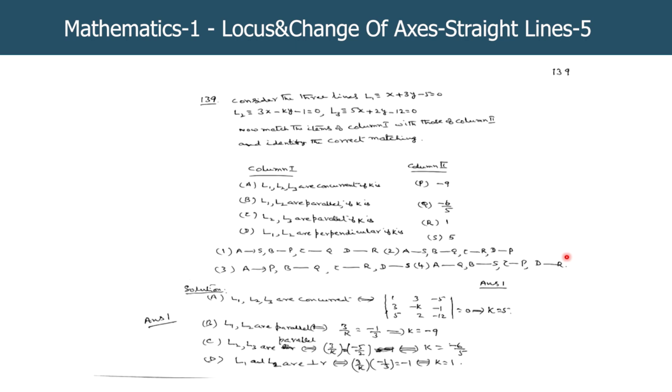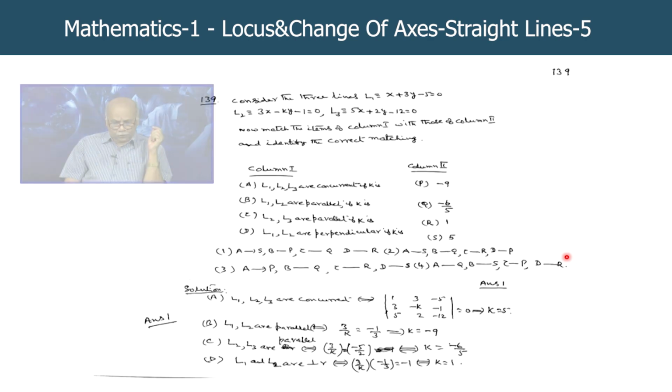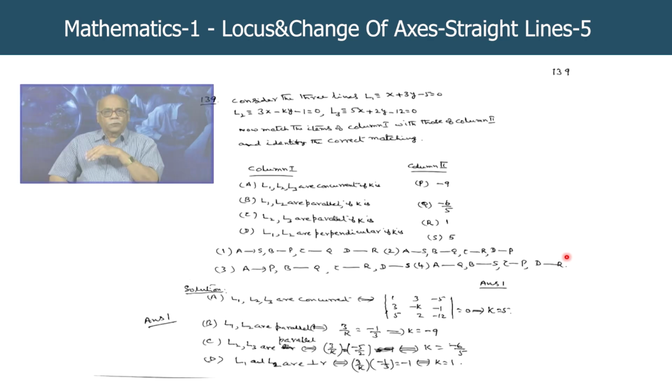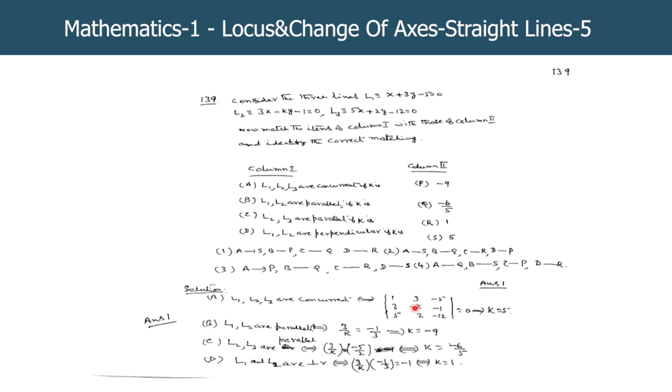Right. Here, we will use all the fundamental properties of lines. A, first, L1, L2, L3 are concurrent. You know that three lines are concurrent if and only if the determinant formed by the coefficients of their equations is equal to 0. Here the determinant is 1, 3, minus 5; 3, minus k, minus 1; 5, 2, minus 12. That is equal to 0. If you simplify it, you will get k is equal to 5.